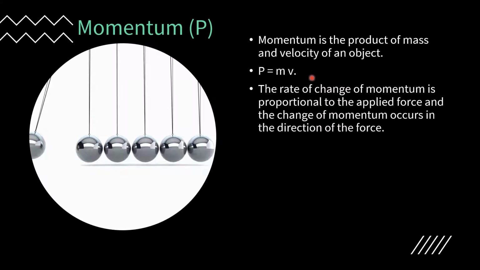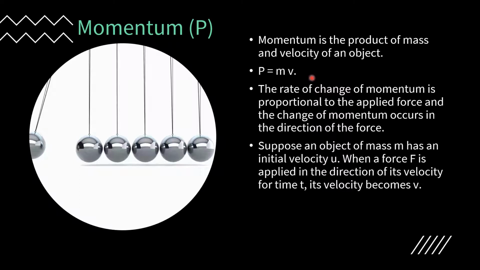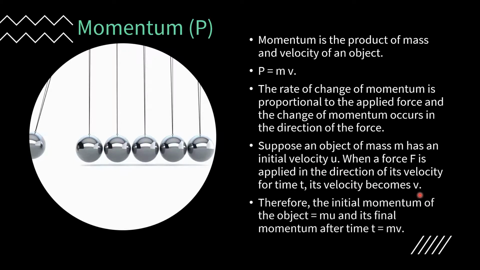So the rate of change of momentum is proportional to the applied force and the change of momentum occurs in the direction of the applied force. Take for example, an object of mass m has an initial velocity u, and when force F is applied in the direction of its velocity for time t, its velocity becomes v. That is, u is initial velocity of the object and v is the final velocity of the object.